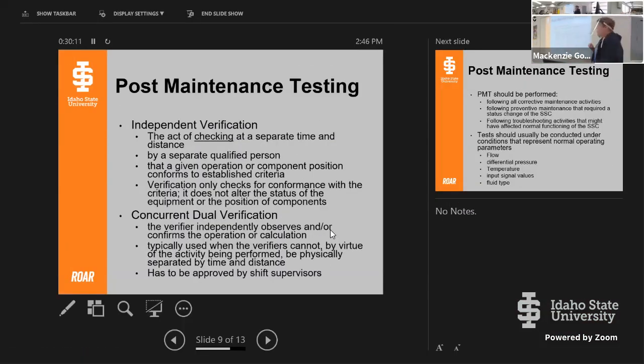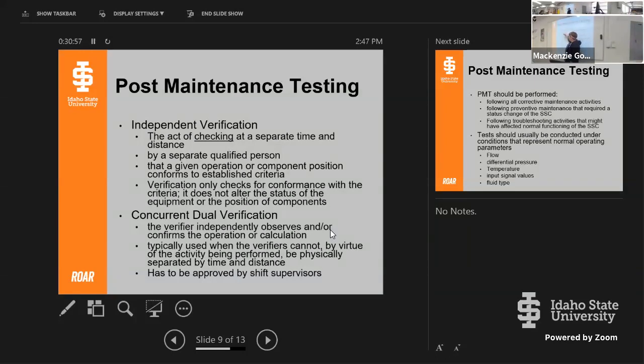So, when we're talking about verification, there's two main forms of it that you will see on your post-maintenance testing. They will typically tell you that you have to have either independent verification or concurrent dual verification. A lot of times in the workplace, these get treated as the same thing. And a lot of times, to save time, shortcuts are taken in the independent verification. So I want you guys to know why these are different so that that's never a problem you have in the workplace, okay?